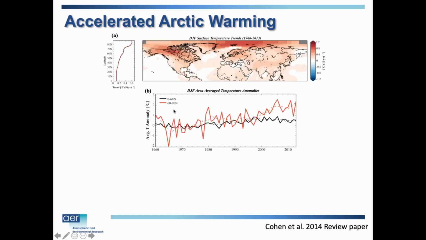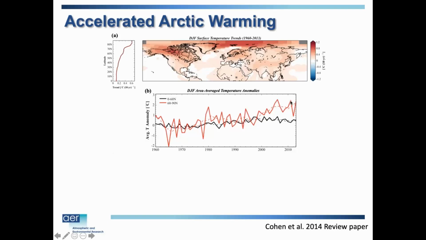But if you look at the time series, the Arctic and the rest of the hemisphere are separated out, the Arctic in red and the rest of the hemisphere in black. You can see that up to about 1990 or so, the trends were similar. They were almost parallel. There's more variability in the Arctic than the rest of the hemisphere, but otherwise the temperature trend was very comparable between the Arctic and the rest of the hemisphere.